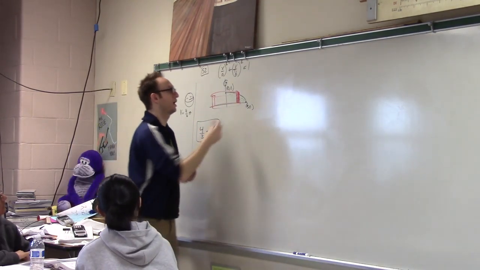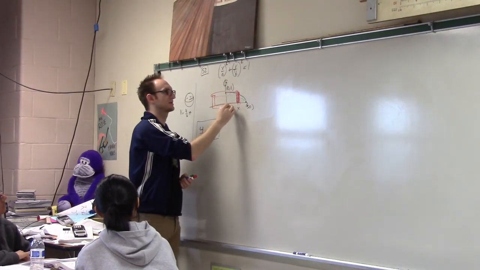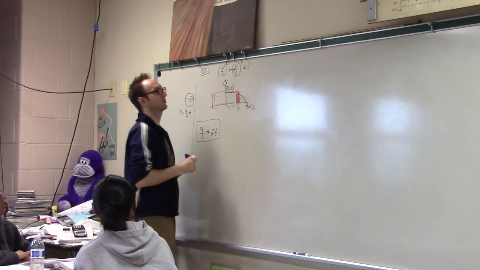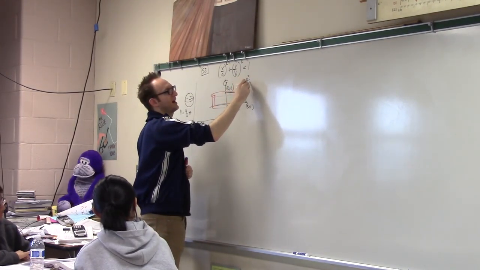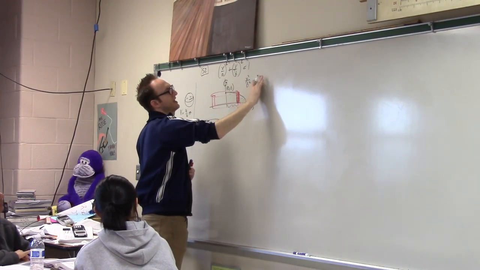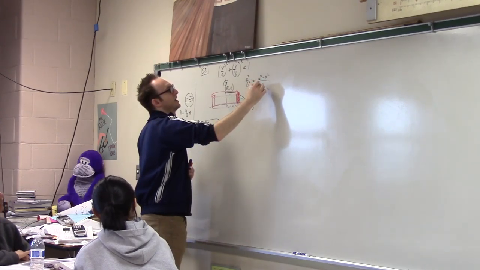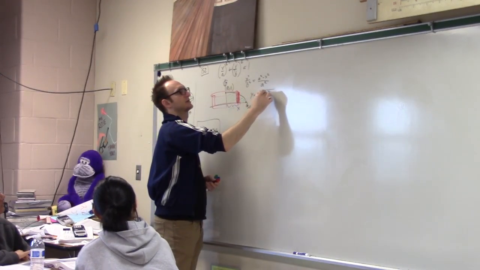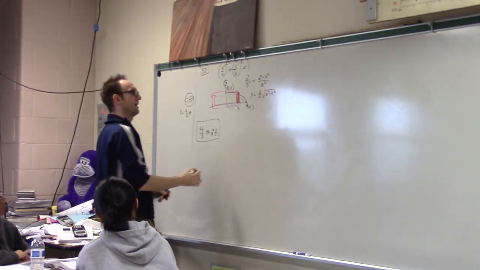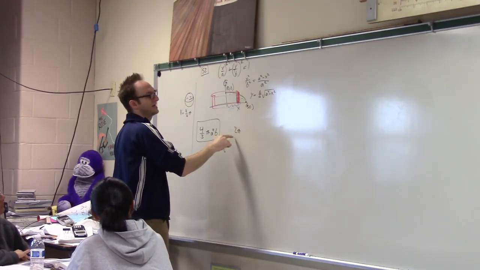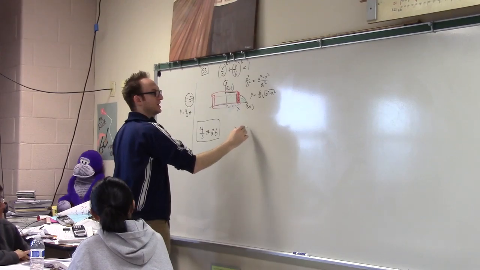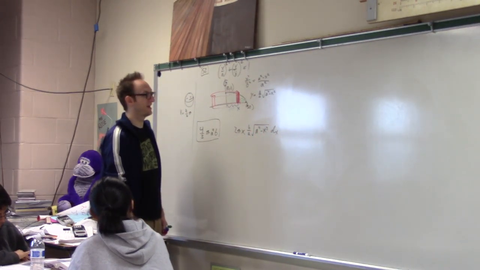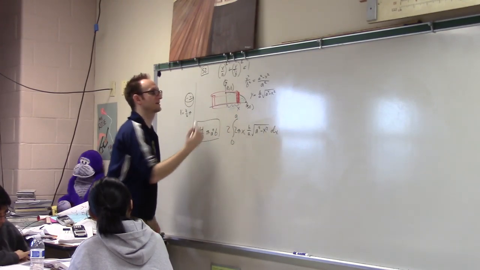Given an arbitrary x value, the radius of that shell is going to be x, and the height of that shell is, well, I have to do a little bit of algebra here and solve for y. So I get y squared over b squared equals a squared minus x squared over a squared. So y is b over a root a squared minus x squared. I'm going to take a shell, which has volume 2 pi r h, where r is x and h is b over a root a squared minus x squared, dx. Then I add them all up from 0 to a and multiply by 2.